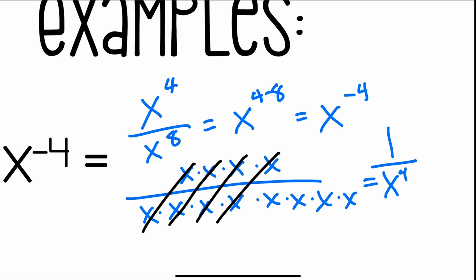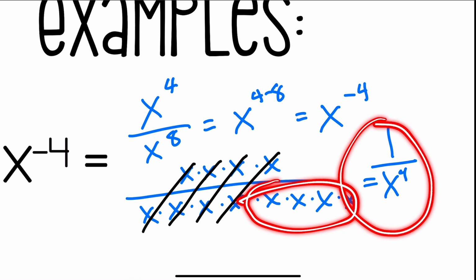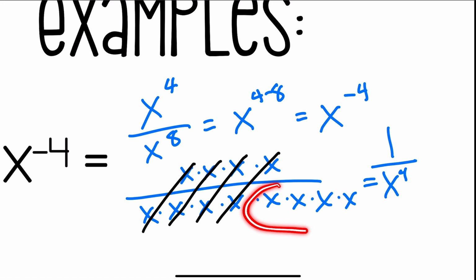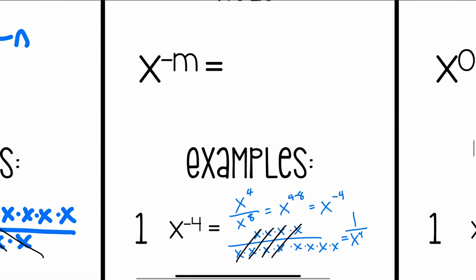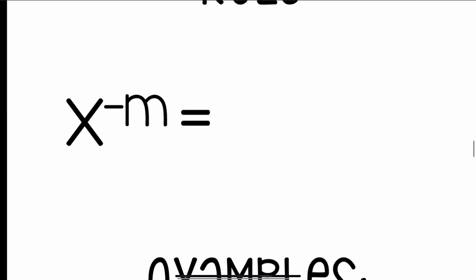So this is a situation where we would get a negative for our answer like we did here. This is why it looks like that. We had all of our x's left over on the bottom instead of on the top. That is why our answer has to look like this, with a 1 over x to the 4th power. And that will be our rule for this negative exponent.